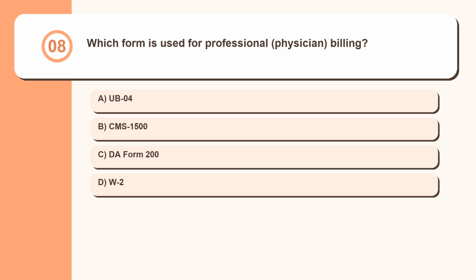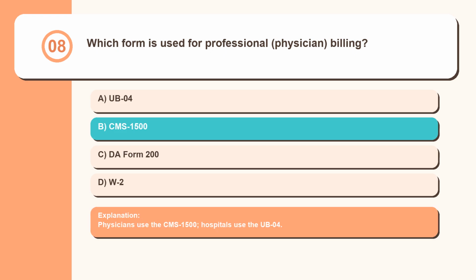Question 8. Which form is used for professional, physician, billing? UB04, CMS 1500, DA Form 200, W2. Physicians use the CMS 1500, hospitals use the UB04.